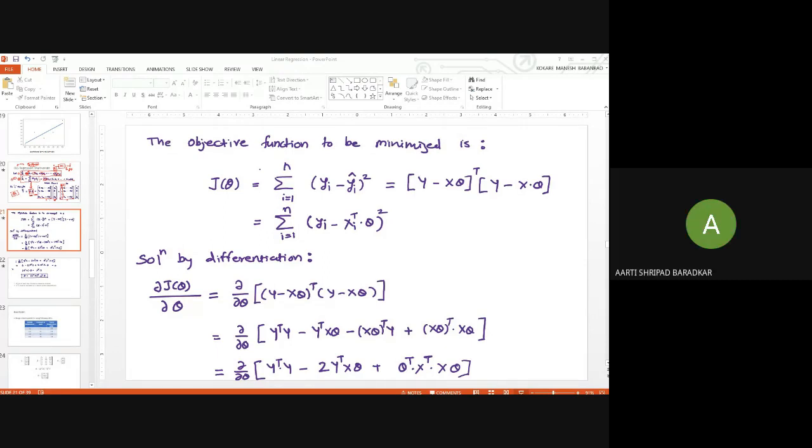Yes, sir. Good. So the objective function to be minimized is some J theta. We call the objective function J theta. This J theta is equal to summation i equal to 1 to n, where small n stands for the number of samples.